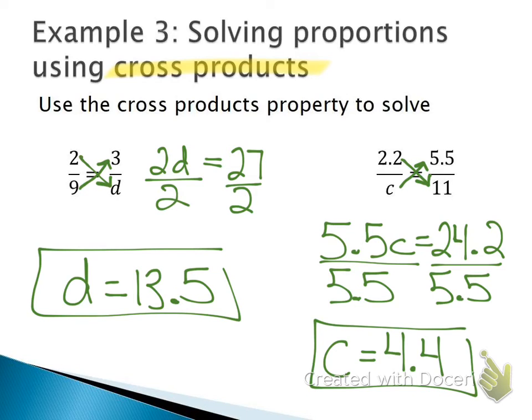All right, and that's cross products, guys. So we're going to wrap up. That's part 1 for our proportions lesson.